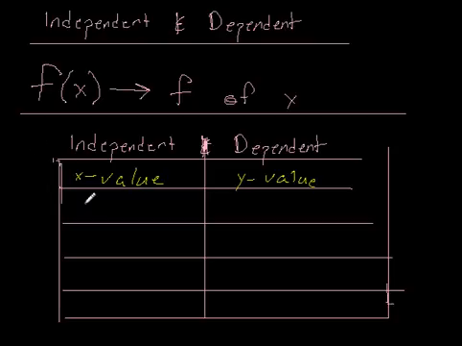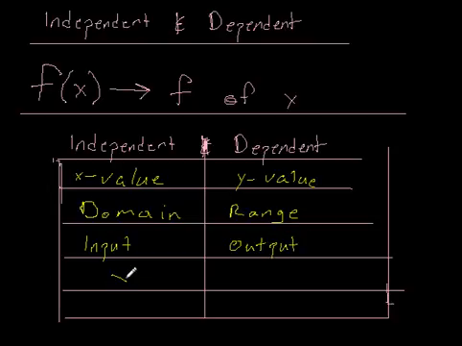So the x value is also known as the domain. The domain, and the dependent would be the range. The independent variable would also be considered an input value, while the dependent variable is an output value. The independent variable could be an x. The dependent would be a y.